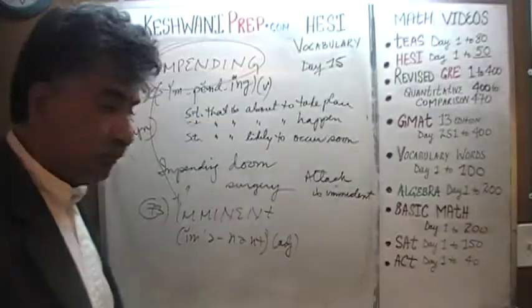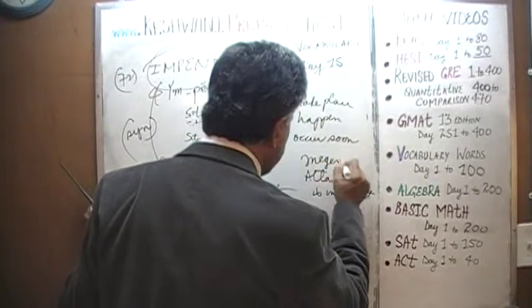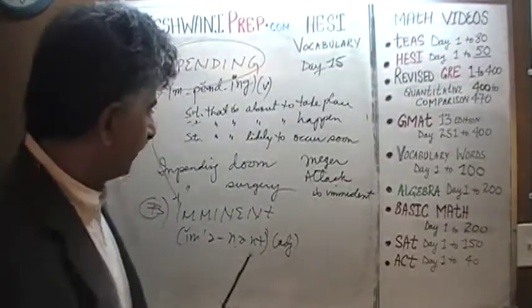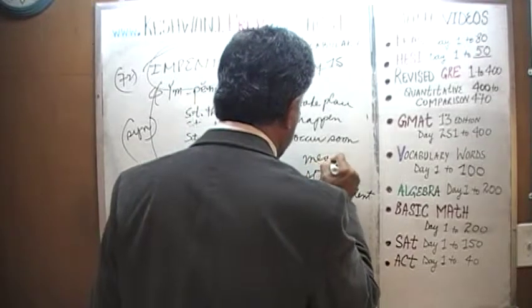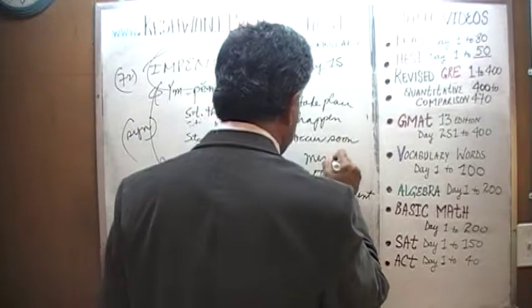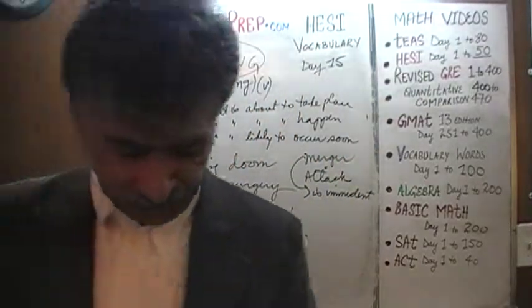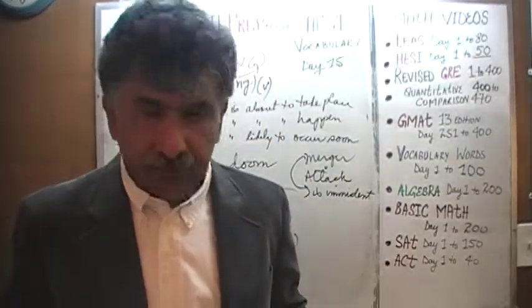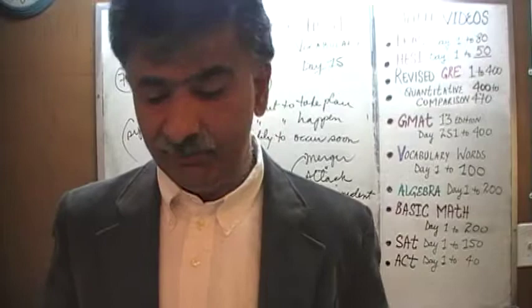One might talk about a merger being imminent. Merger. I know how to spell merger, that is. Merger is imminent. A merger is likely to happen. Merger is about to take place. Merger is imminent, or bankruptcy is imminent.